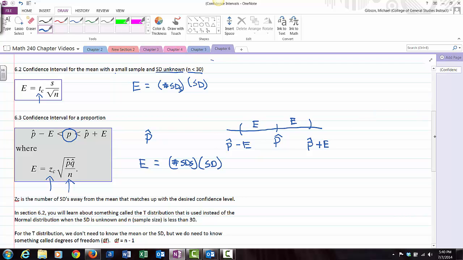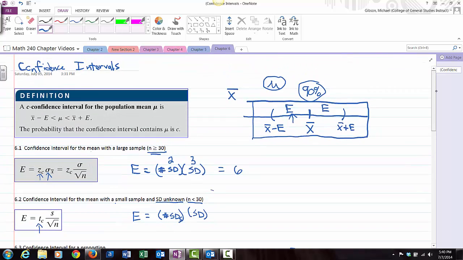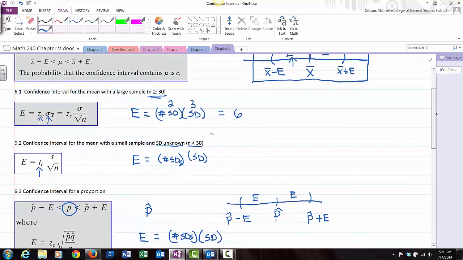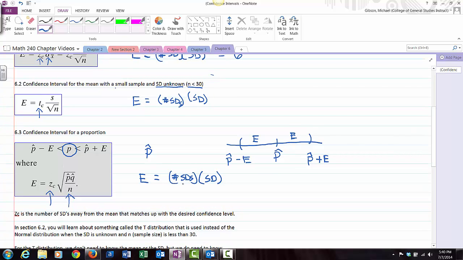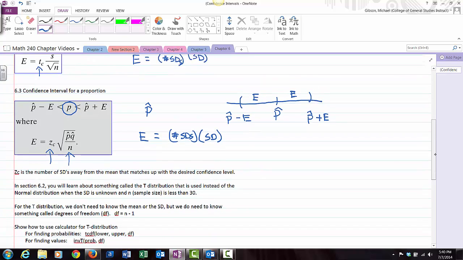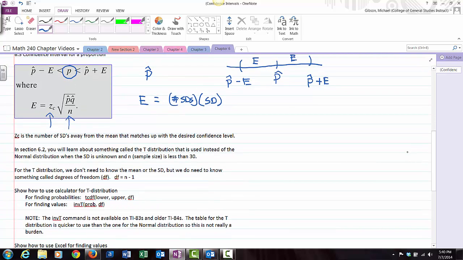All right, so you see that every time, the margin of error is the number of standard deviations that match up with whatever confidence level you want, times the standard deviation. So what you end up doing is using the finding a value thing back from like in 5.3 to get, in 6.1 and 6.3, a z-score, and in 6.2 a t-score, and then you multiply that times whatever the standard deviation is in the situation you're in.